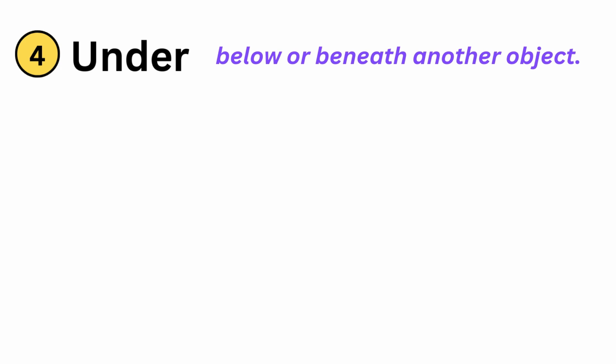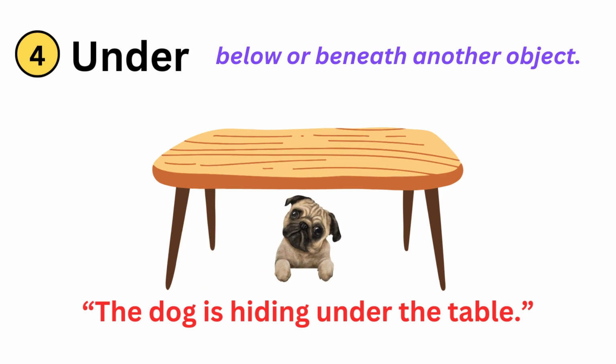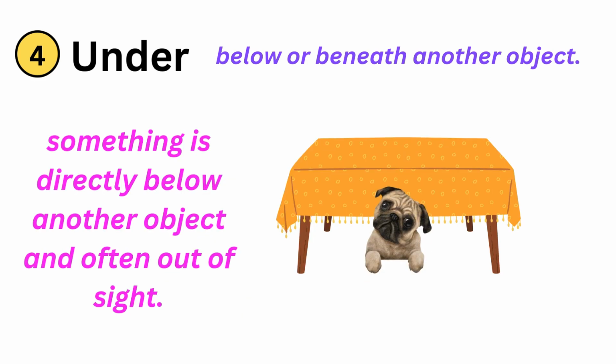Number 4. Under. Under indicates that something is below or beneath another object. For example, the dog is hiding under the table. Under is used because the dog is positioned below the table, likely in a hidden spot beneath it. Use under when something is directly below another object and often out of sight.